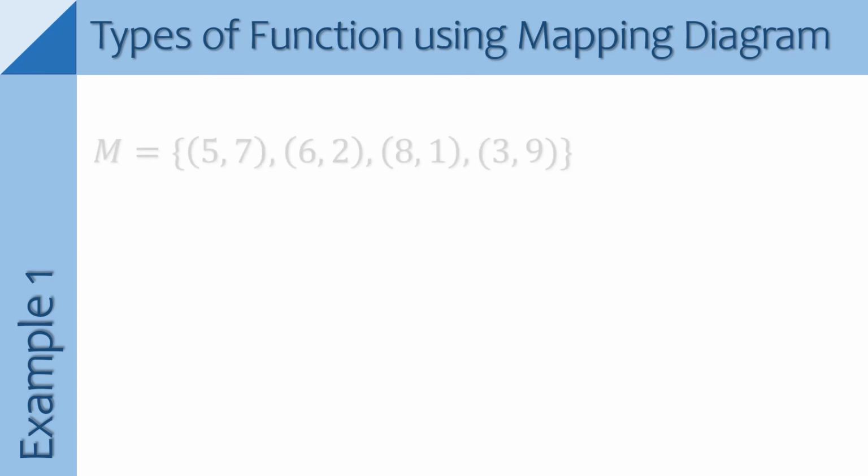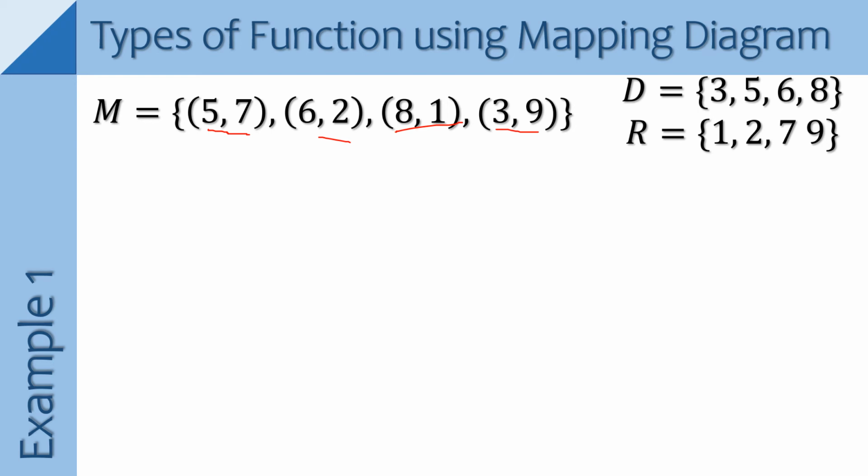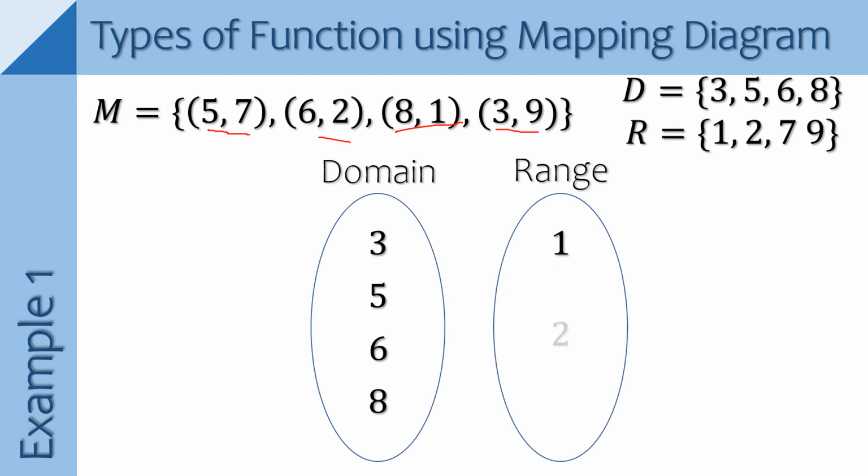Okay, so for example, so we have set M 5, 7, 6, 2, 8, 1, and then 3, 9. Okay, so ito yung mga domain natin. 5, 3, 5, 6, and 8, and our range are 2, 1, 2, 7, and 9. So let us draw two columns, the domain and then the range. Write down all the domains, which are 3, 5, and then 6, 8. And for the range, we have 1, 2, 7, and then 9.